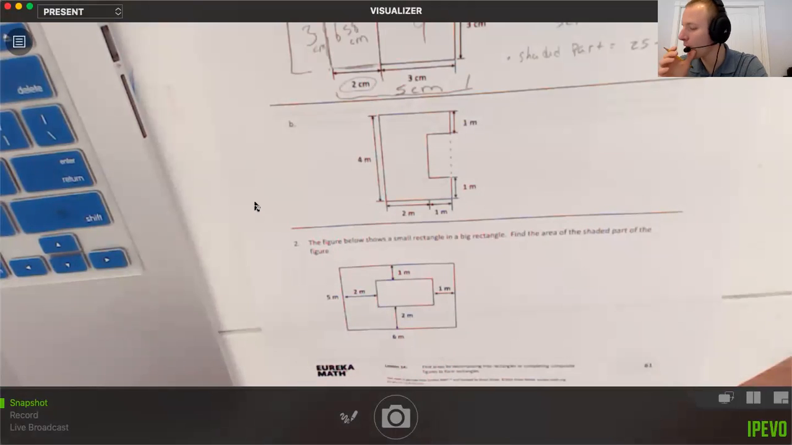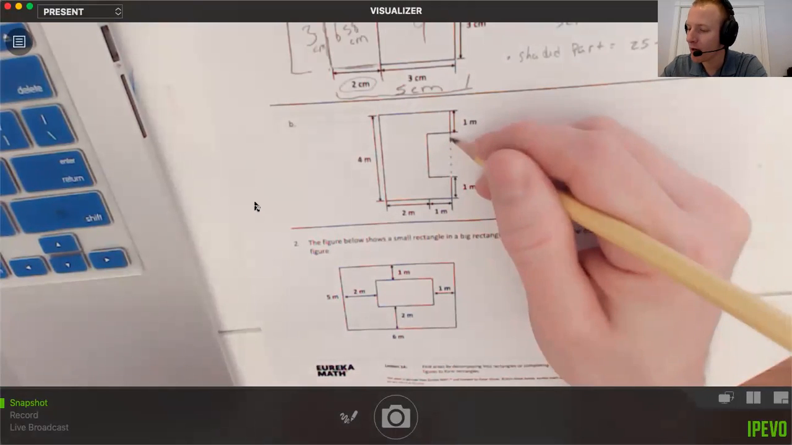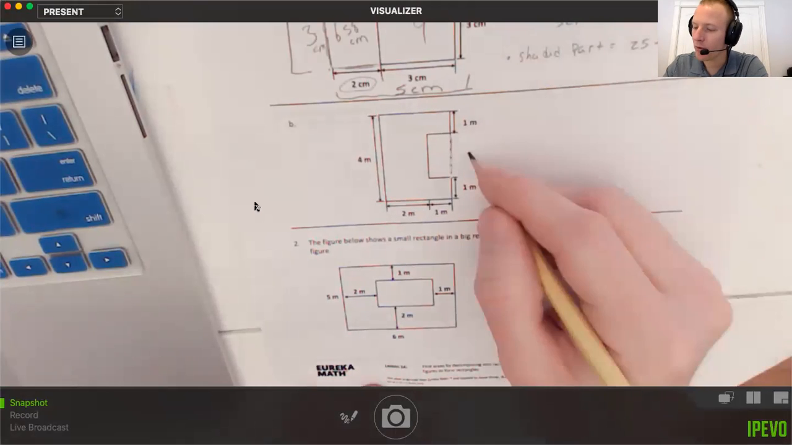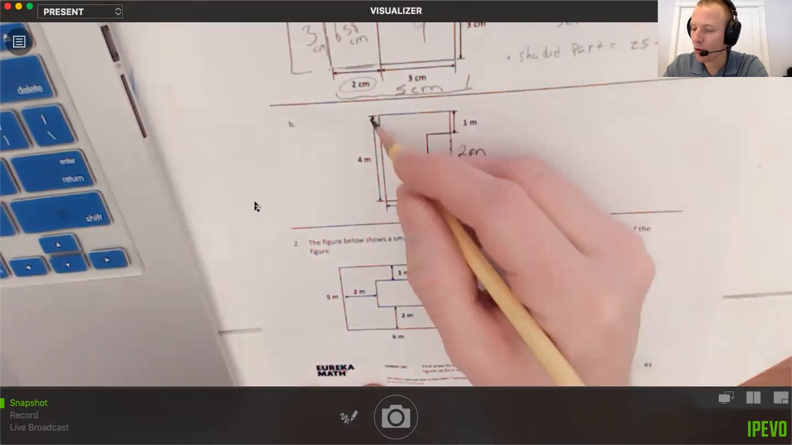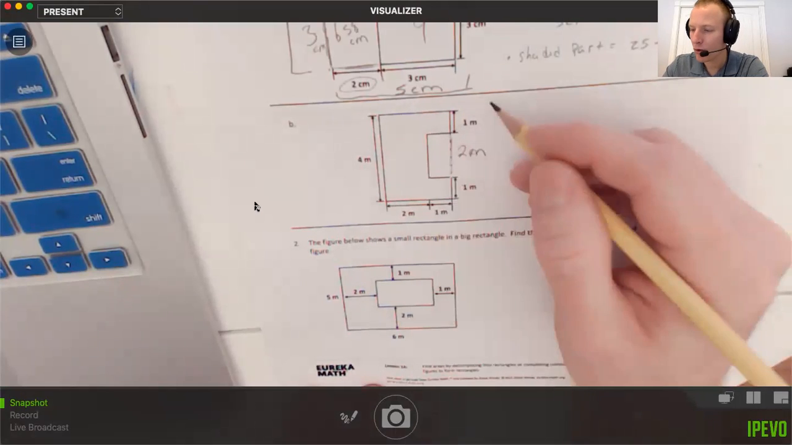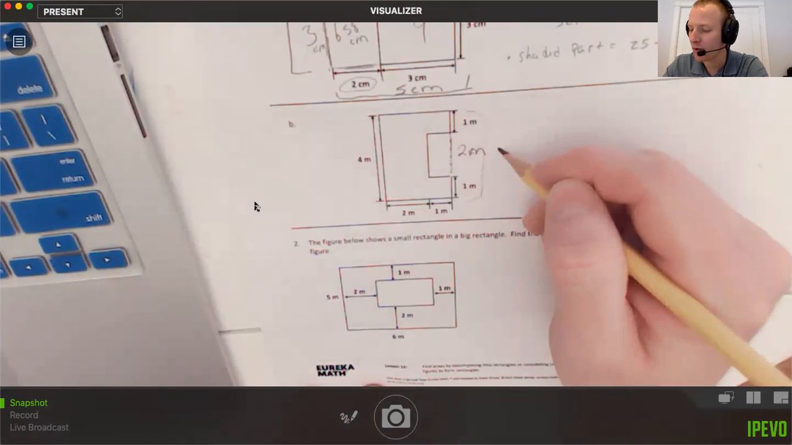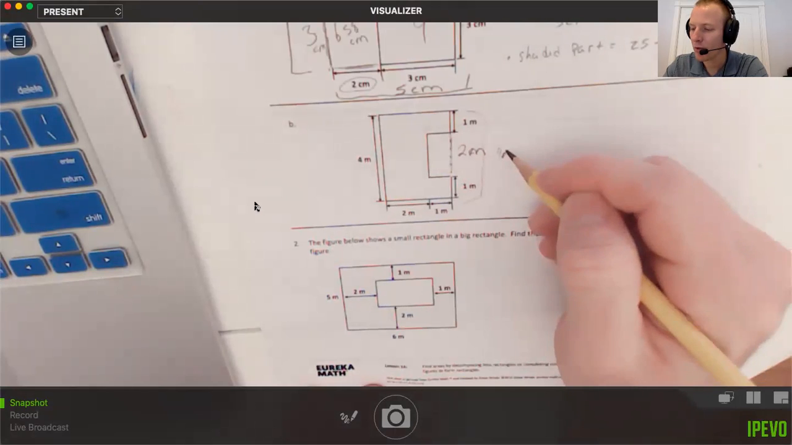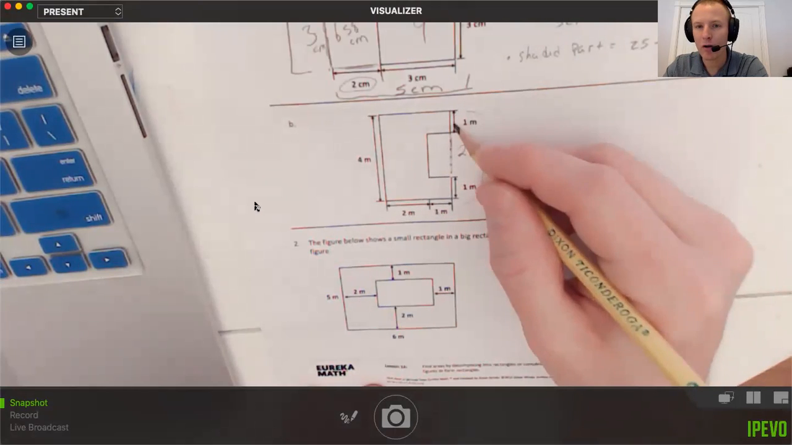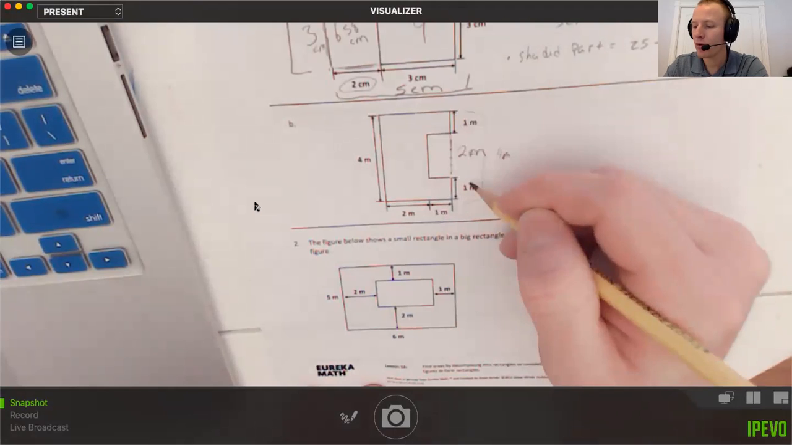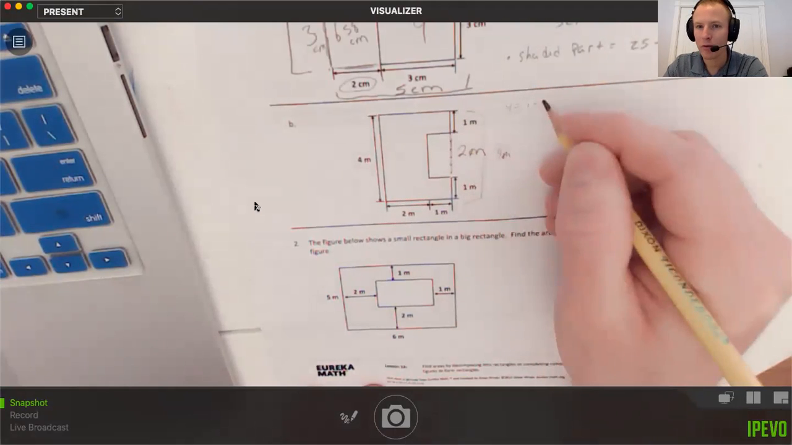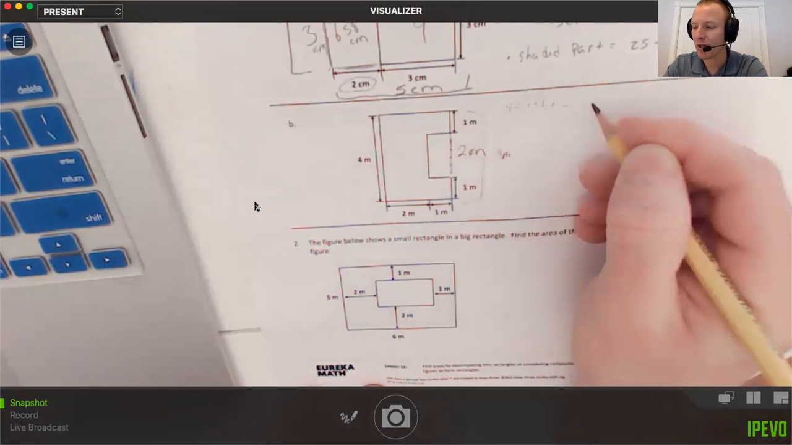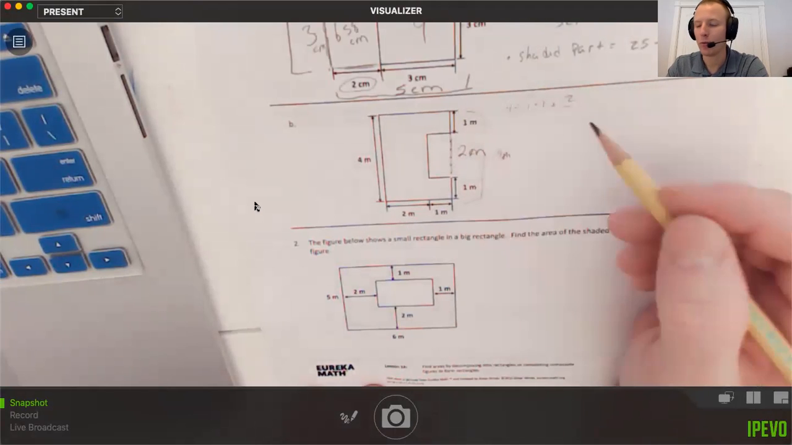I'm going to fill in this gap here. I know that this must be 2 meters, right? Because the total length of that side is 4, which means the total length of this side has to be 4 meters. And I already have 1 and 1. So you're just thinking like 4 equals 1 plus 1 plus something, and that something has to be 2. 2 plus 1 plus 1 is 4.